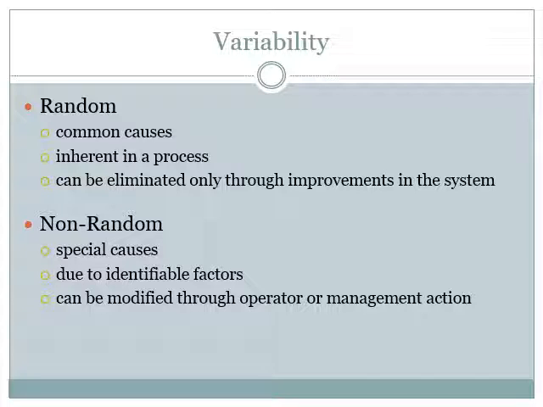Variability. Now students, the variability is of two types. First is the random, second is the non-random. And when we talk about a random variability, then it is because of common causes which are inherent in a process, and this can be eliminated through improvement in the system. Like it's an adjustment, initially wrong tool is used, some human error. So these are the random.